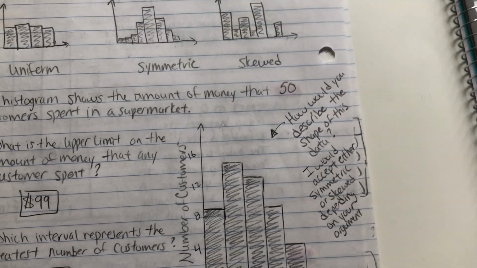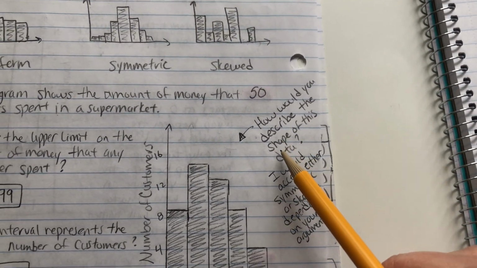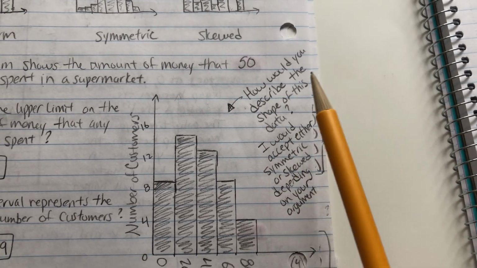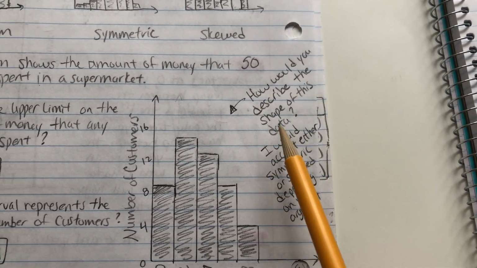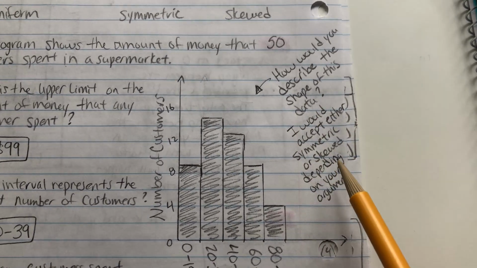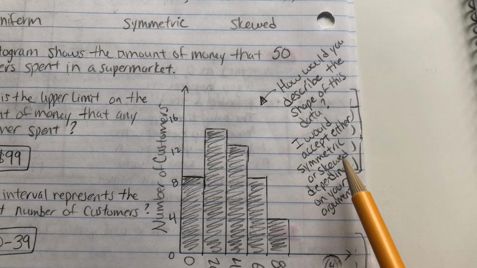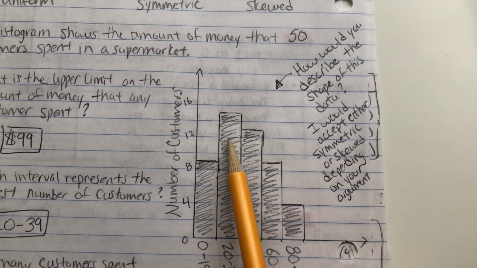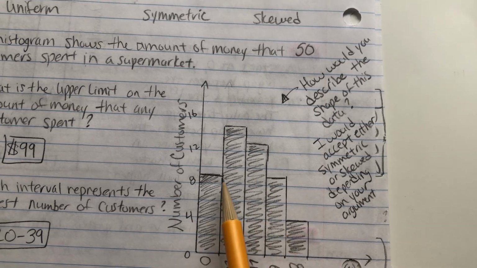Okay, and then I did add a little bit extra here, but again, because we're condensing this lesson, it's not going to be assessed on this worksheet. How would you describe the shape of the data? Honestly, I would probably accept either symmetric or skewed depending on your argument. This bar here is the only one that really throws off it being somewhat symmetrical.